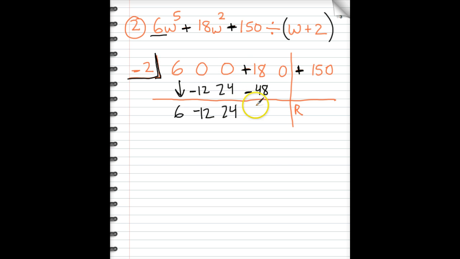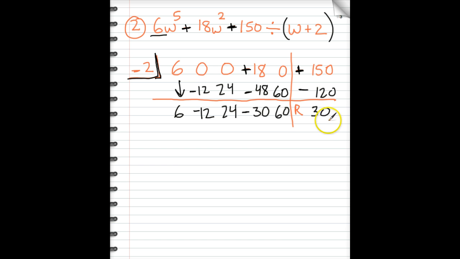Positive 18 minus 48, you're in the hole, minus 30. Multiply that back. -30 times -2 is positive 60. Add that column straight down. 0 plus 60 is still 60. Multiply that. 60 times -2 is -120. And you have a remainder of, let's see, 150 minus 120 is a remainder of 30.